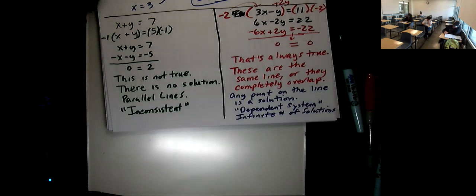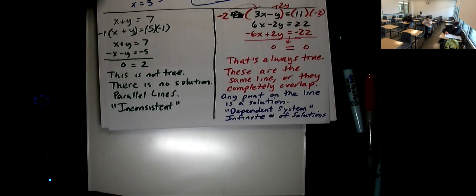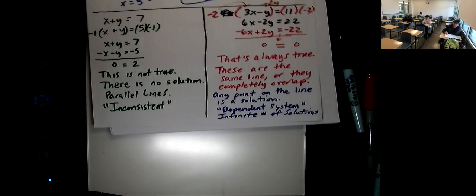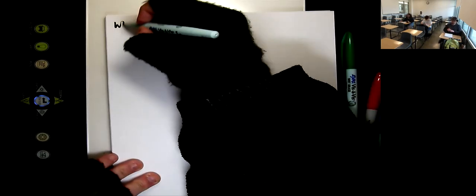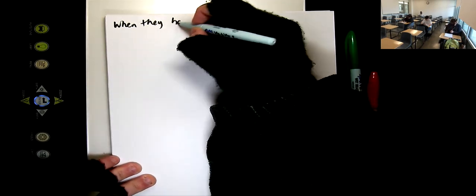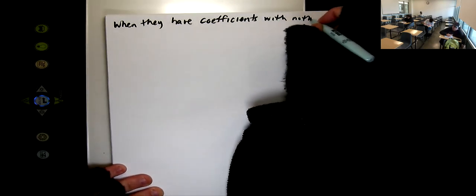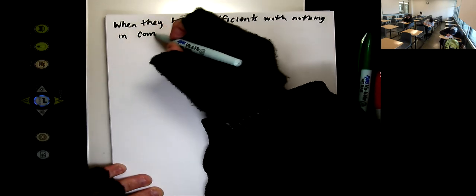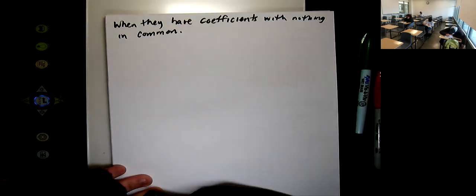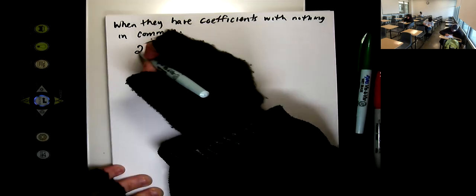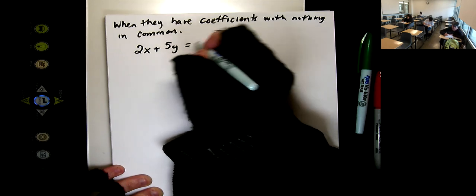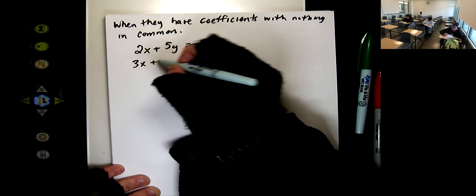All right. One more topic in this section. I'll do an example with you together and then I'll give you one to try and then we'll be done. So now this is when they have coefficients that have nothing in common. 2x plus 5y equals 1. 3x plus 2y equals 5.